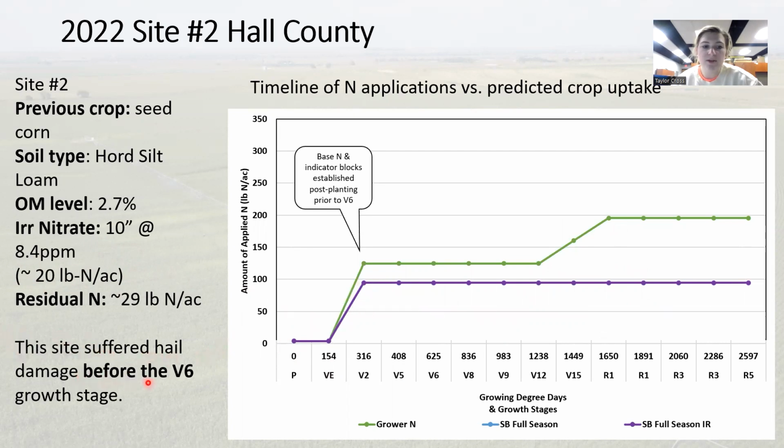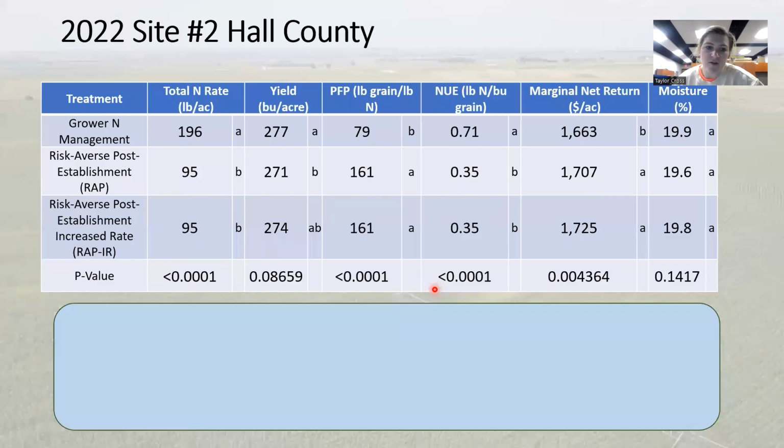This site did receive hail damage, but it was before the V6 growth stage and really recovered well. We didn't see any major yield hits at this site due to that. So like I said earlier, this green line is the grower's applied nitrogen, and the purple and blue are laying right over top of each other at this site because they didn't ever trigger after we took control at V6. So this was really neat to see it never trigger and to have the results that we have here on this next slide.